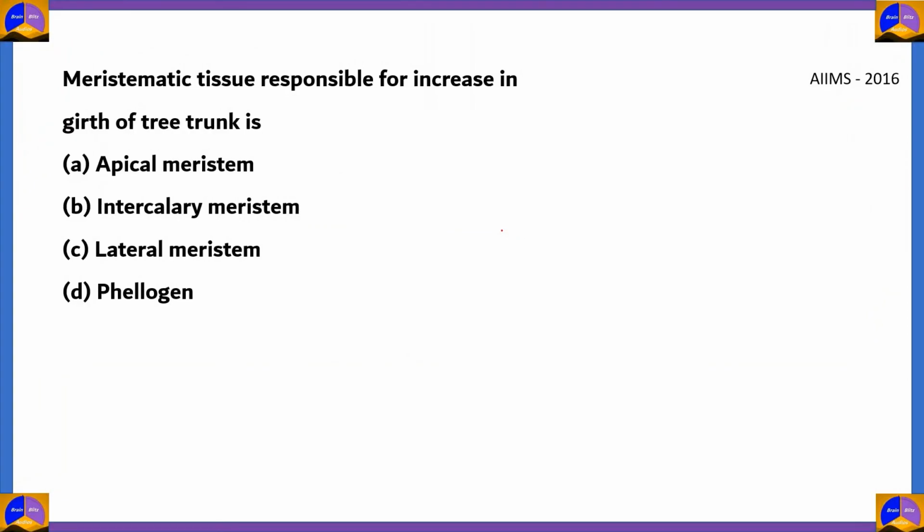Now, let's look at the penultimate question. Meristematic tissue responsible for the increase in girth of the tree trunk is A. Apical meristem, B. Intercalary meristem, C. Lateral meristem, and D. Phellogen. Phellogen is a part of the epidermis. Option D is incorrect.